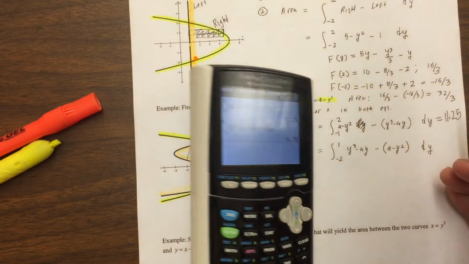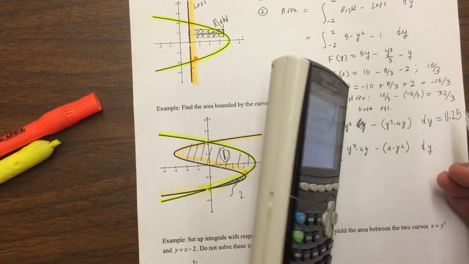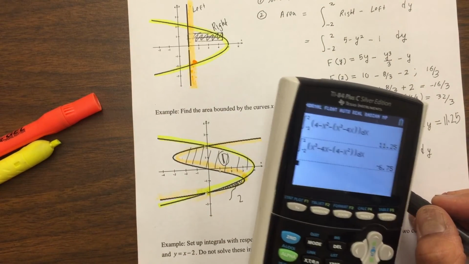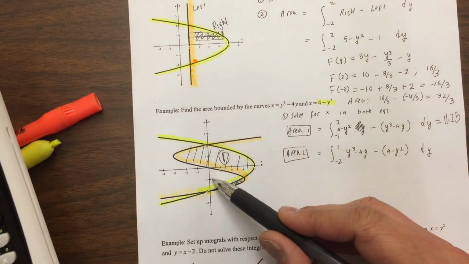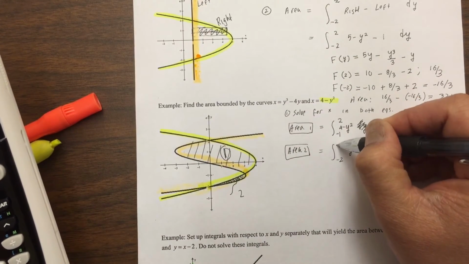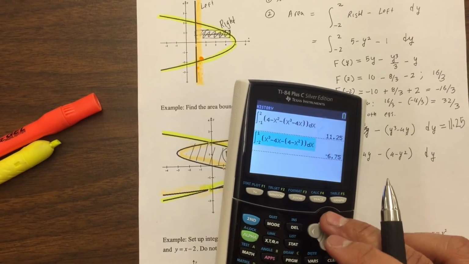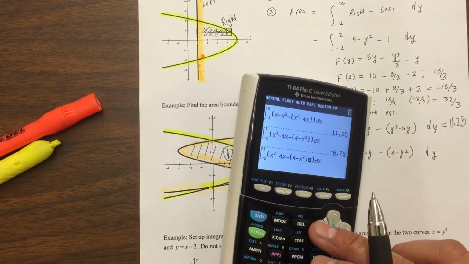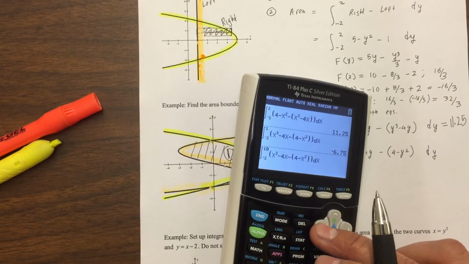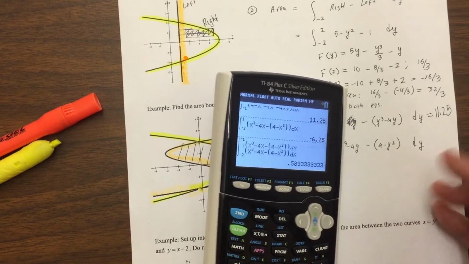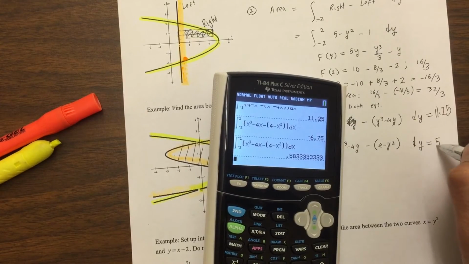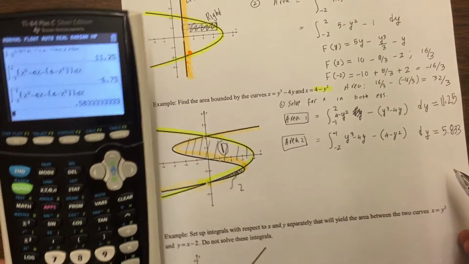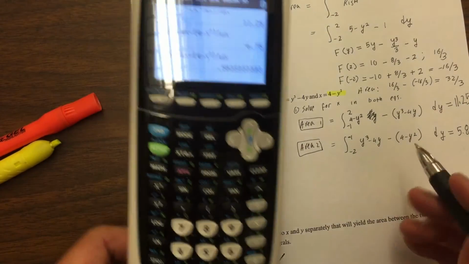Push enter, and that gives you a value of, let me make sure I didn't do anything wrong here, from -2 to 1, -2 to -1, okay? -2 to -1, sorry about that, because area shouldn't be negative, so -2 to -1. So make sure you change that to a -1. That gives you an area of 5.833, and so we add these two together, and that gives us the area of the region we're interested in.